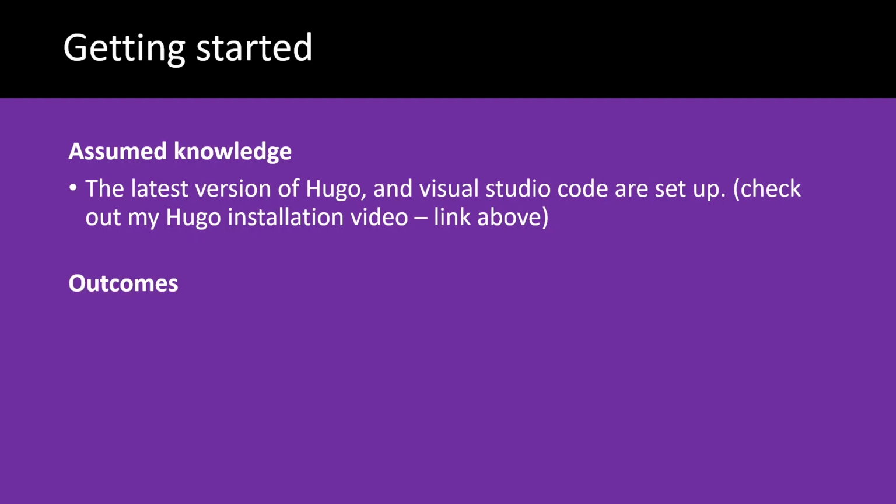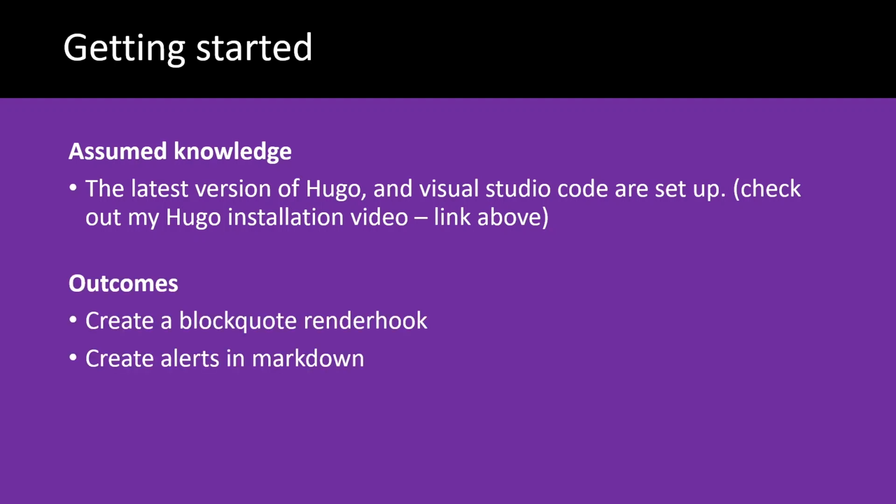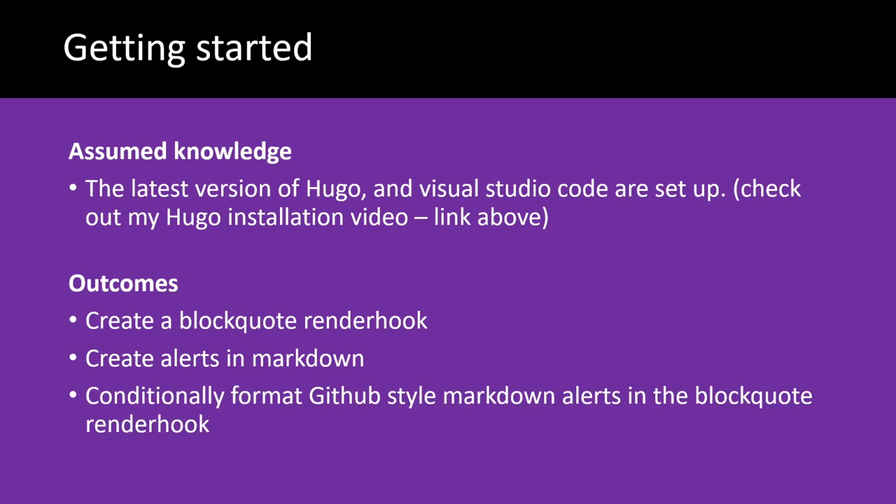You'll be learning how to create a block quote render hook. We'll also be creating the alerts themselves in Markdown, and then we're conditionally formatting the GitHub style Markdown alerts, if they are in fact Markdown alerts, in the block quote render hook.